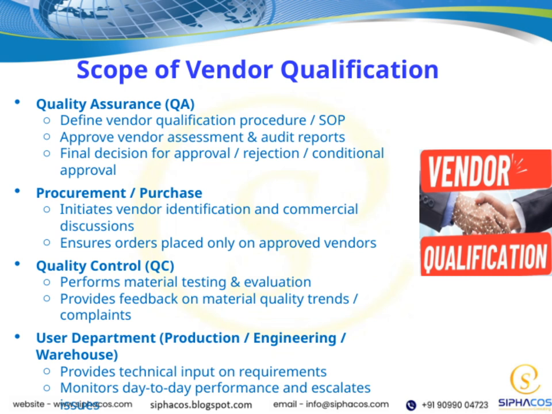Moving on to procurement and purchase, this function kicks off the process by identifying potential vendors and engaging in commercial discussions. It's crucial here that we only place orders with vendors who have been approved through our qualification process, maintaining quality and reliability in our supply chain.